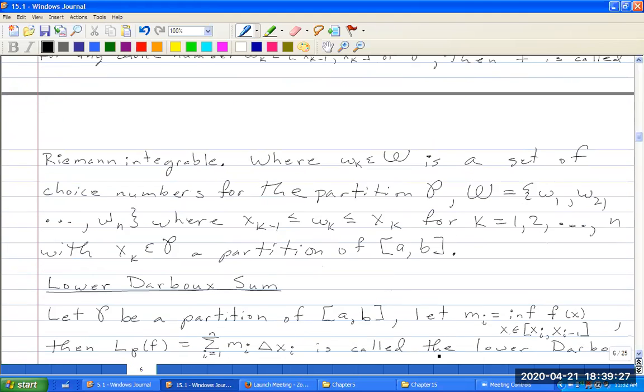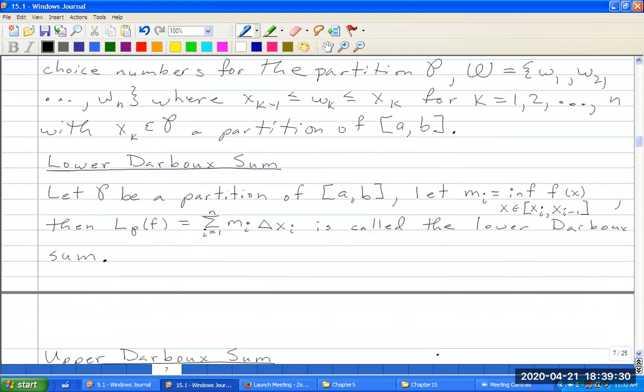Okay, lower Darboux sum. Let P be a partition of the closed interval a b. Let M sub i be the infimum of f of x for x between x sub i minus 1 and x sub i. You know what? I wrote that in the wrong order, because x sub i minus 1 is less than x sub i. Okay, x sub i minus 1 comma x sub i. Not that it really matters.